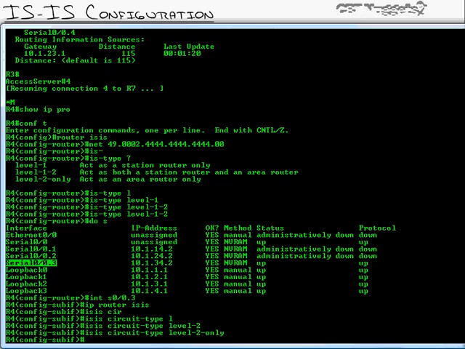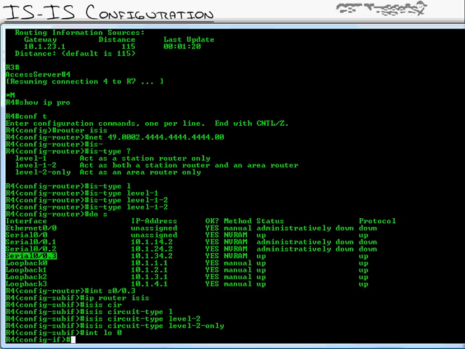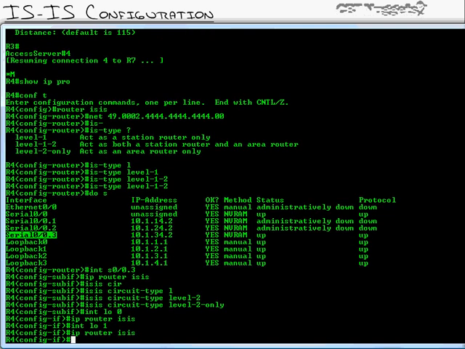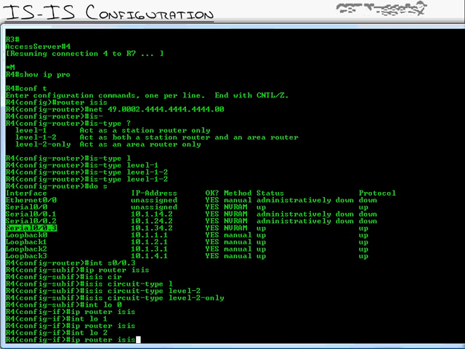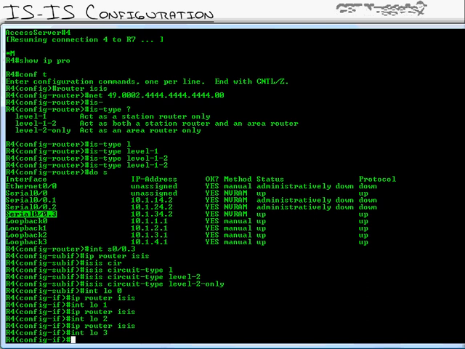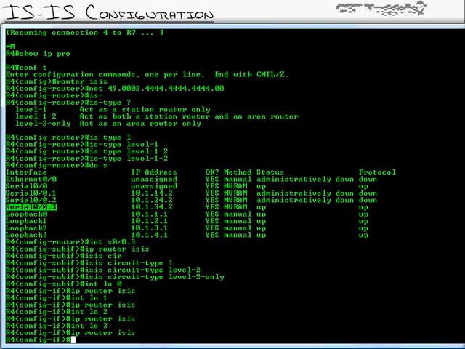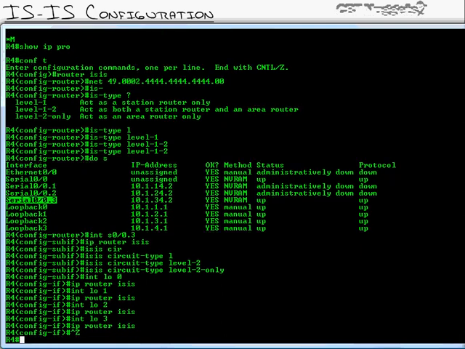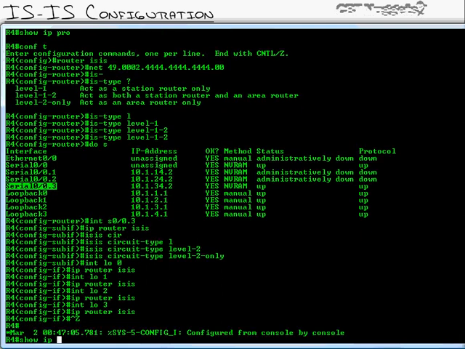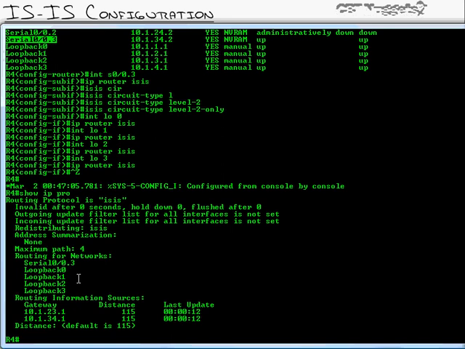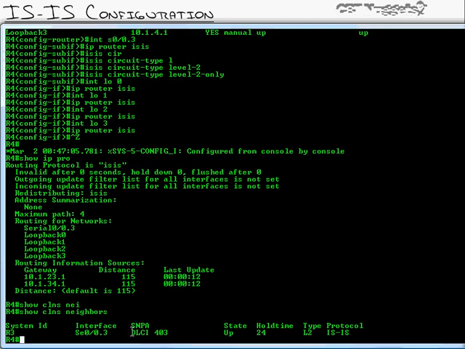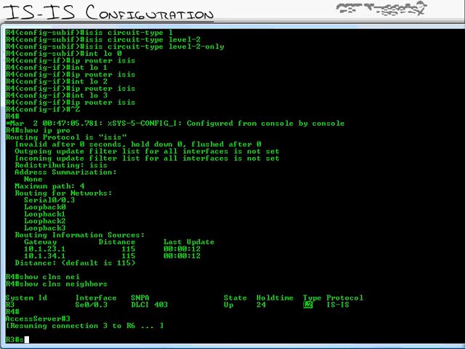Let's get underneath the interface loopback 0, ip router isis, 1, 2, 3. So we have ISIS configured on all of those interfaces at this point. So I should be able to type in show ip protocol, verify that we're running for all those, show clns neighbors, and you can see router 3 has formed a level 2 relationship. Let's go check router 3's routing table.